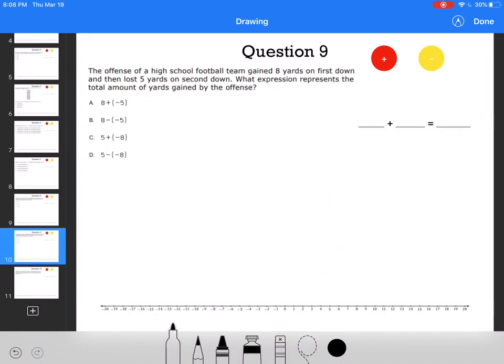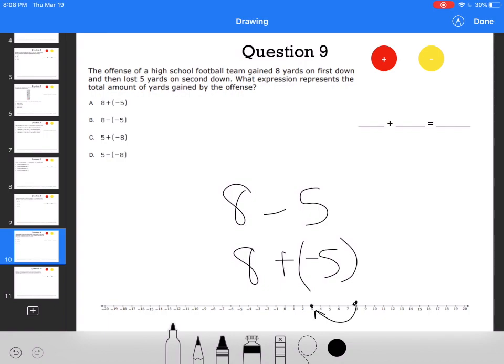The offense of a high school football team gained 8 yards on the first down and then lost 5 yards on the second down. Which expression shows the total amount of yards gained by the offense? So I know that I had 8 and I lost 5, but 8 minus 5 isn't an option. So I could do 8 plus a negative 5. Both will get me to 3, because I'm starting at 8 and I'm going 5 units in the negative direction. So my answer should be A. A lot of these are A.